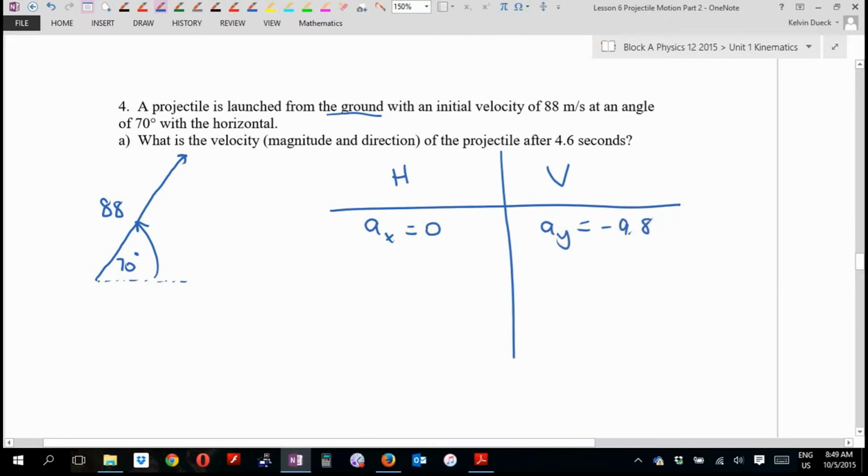May as well do that. AX equals 0, AY equals negative 9.8. Is there a slanty velocity? Well, then I better break this into components. So we called this Vx, and we called this Vy initial.